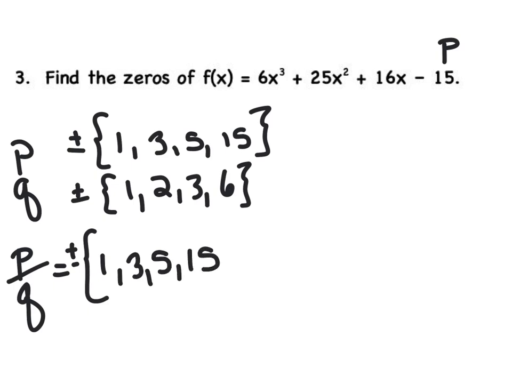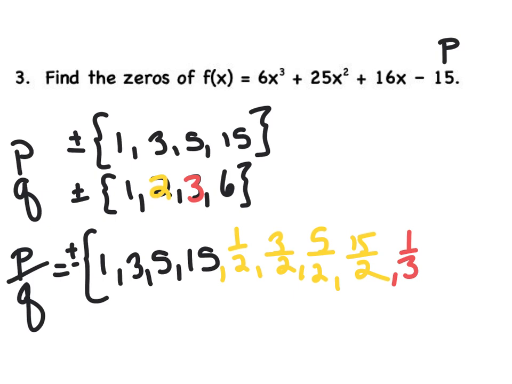But then I got to divide through by 2. So that's going to be 1 half, 3 halves, 5 halves, and 15 halves. And then I'm going to divide through by 3. So that's 1/3. 3/3 reduces to 1, but 5/3 and 15 over 3 would reduce to 5.